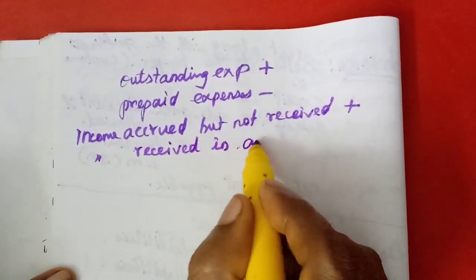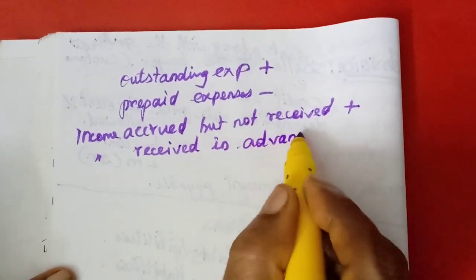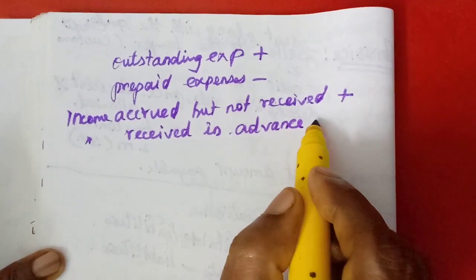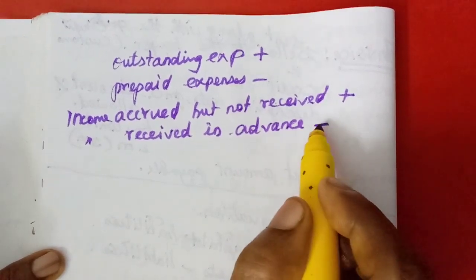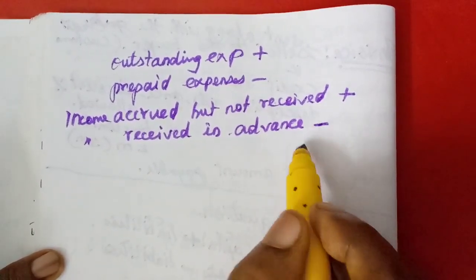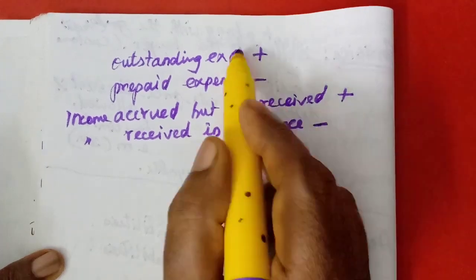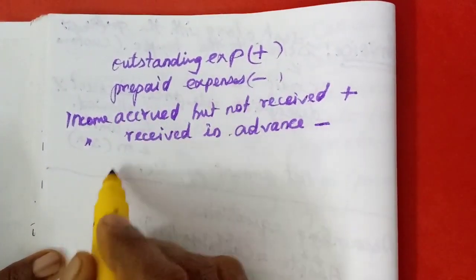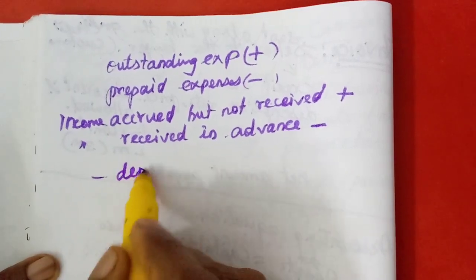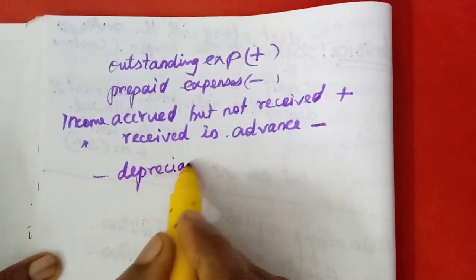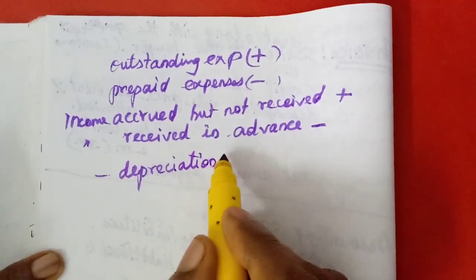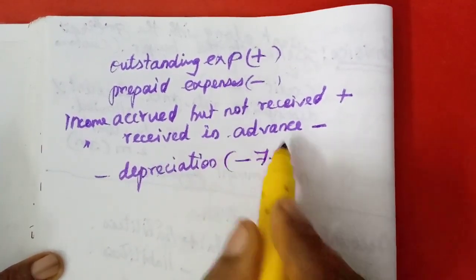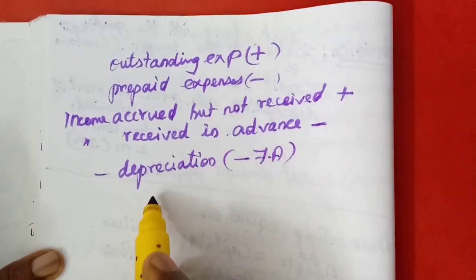Some income we may receive in advance. So that is not related to this accounting year, that is related to the subsequent year or the next year. So we have to deduct. Understood now? So adjustments are made for these four. Then depreciation. We will provide a percentage as depreciation that should be deducted from the fixed assets. From the fixed asset it will be deducted.